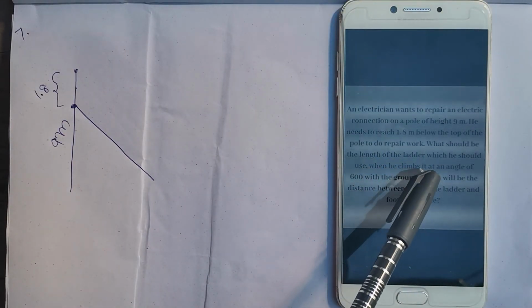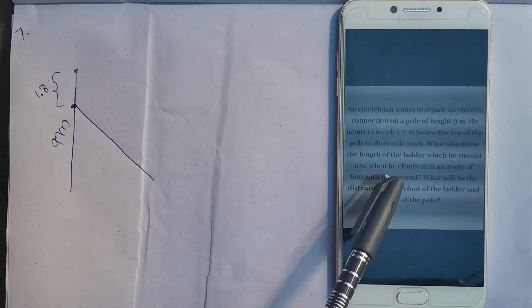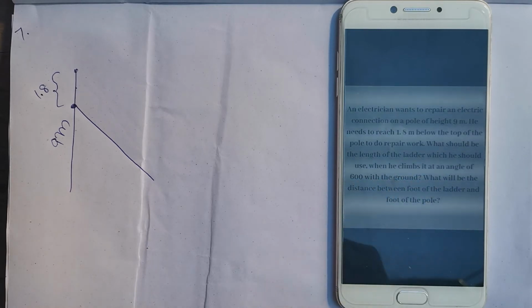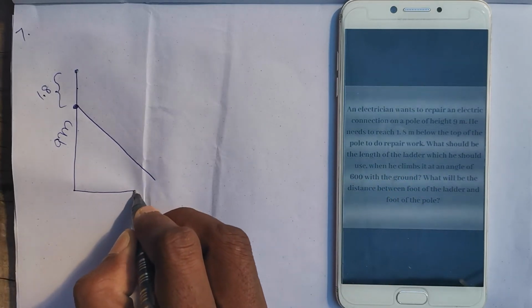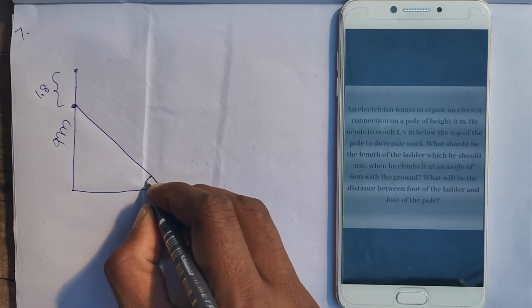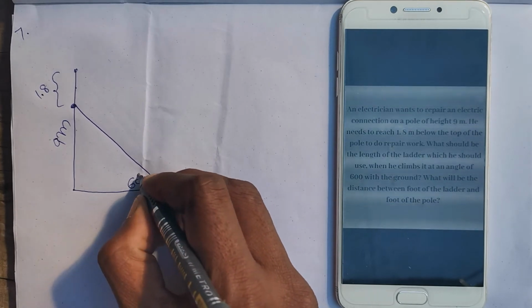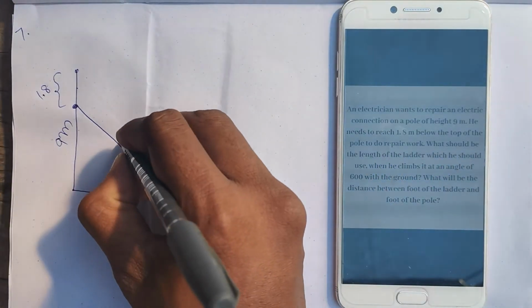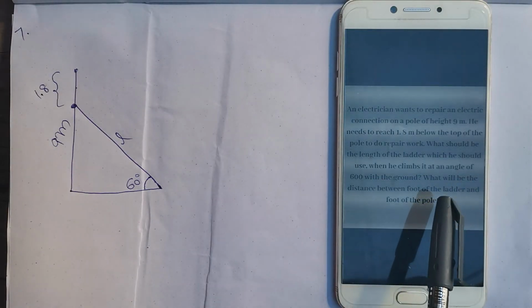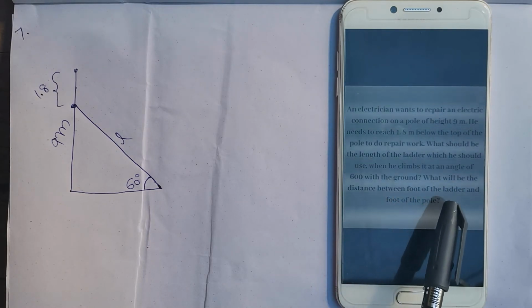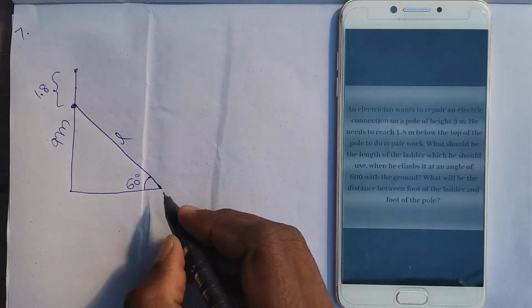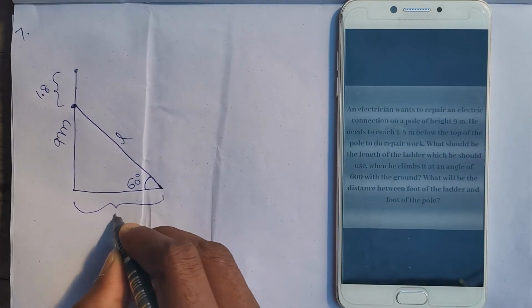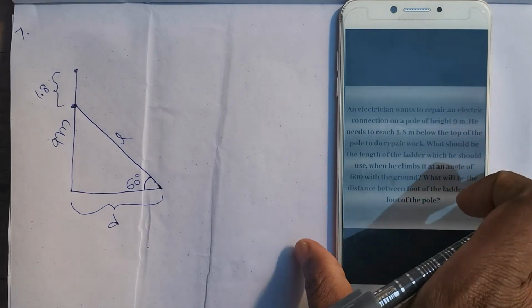What should be the length of the ladder which he should use when he climbs at an angle of, it is not 660, 60 degrees with the ground. Now the ladder is making some angle with the ground, that is 60 degrees. Then what is asked, what should be the length of the ladder? This length of the ladder we need to find out. Then what will be the distance between the foot of the ladder and the foot of the pole? This is the foot of the ladder and this is the foot of the pole. This distance also we need to find out. Okay, let us start then.